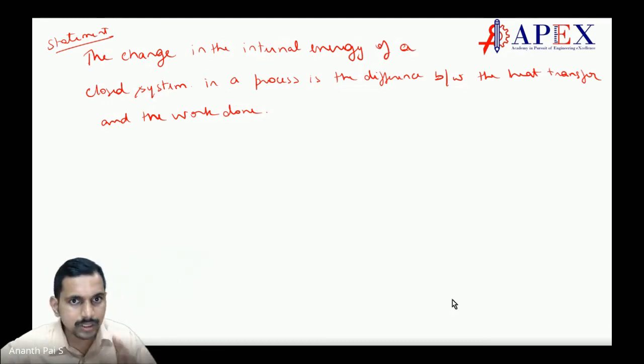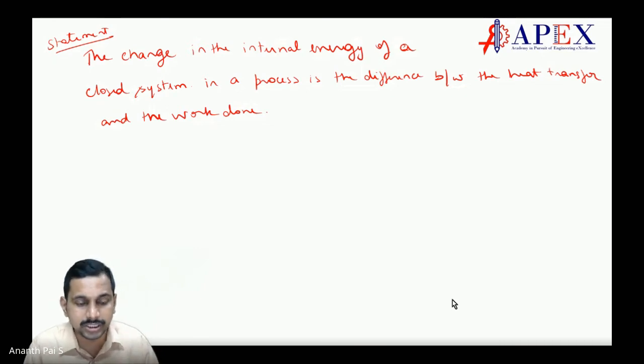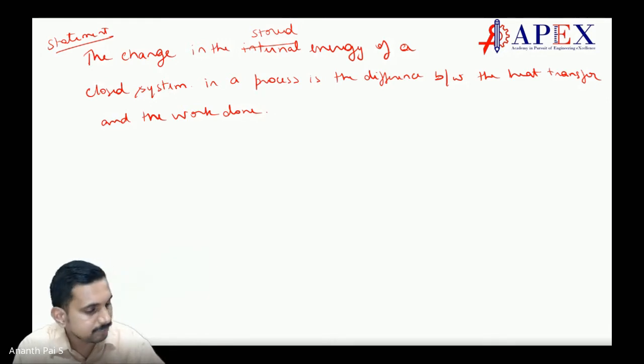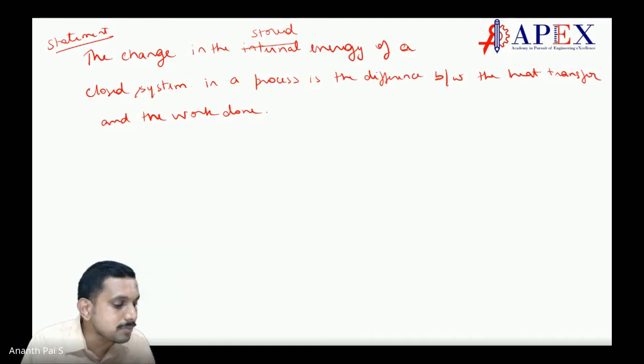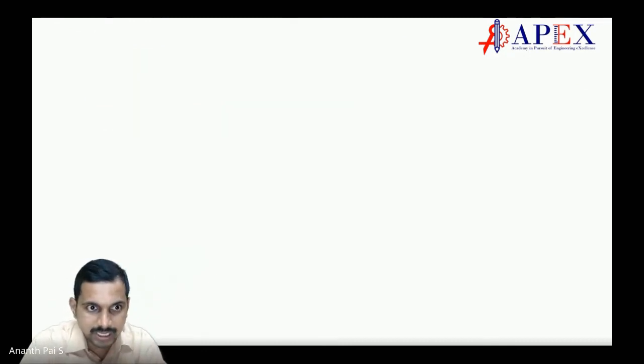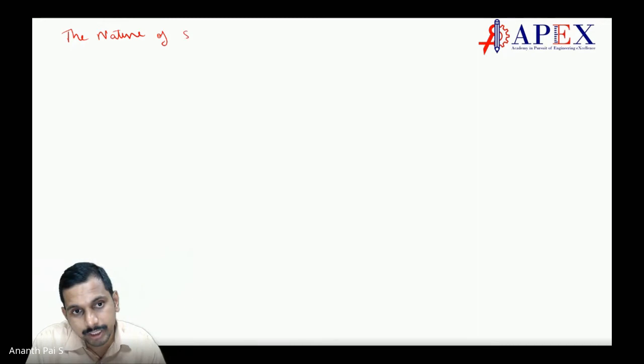So here, what is the statement? The change in the stored energy, very important, of a closed system in a process is the difference between the heat transfer and the work done. Now let us continue with what the stored energy is and what the forms of stored energy are. Let us see one by one. Now in this class we will see the nature of stored energy.